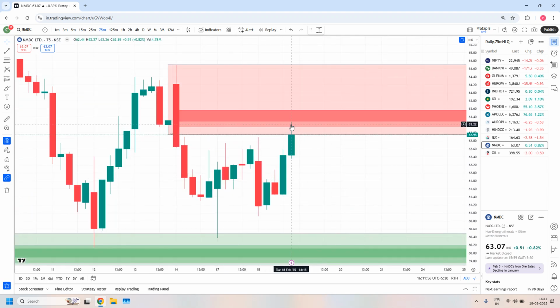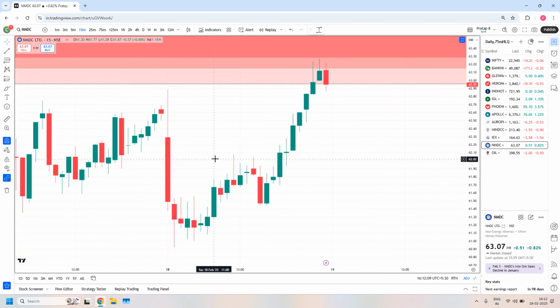See, NMDC also fine-tuned area. It reached almost last half an hour of the market. But before we get into this, how did we identify it? This is a drop-base-drop, and this one is fine-tuned with the 15 minutes time frame.